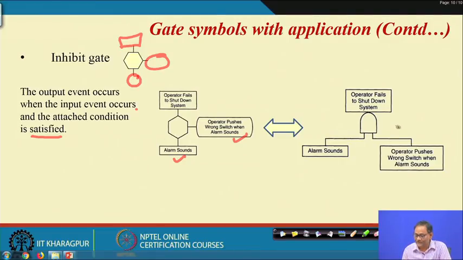Its equivalent is this: alarm sounds, operator pushes wrong switch when alarm sounds. So it is an AND gate, but a conditional one. That is why this inhibit gate is used. If this happens, then this will be AND, and ultimately the operator fails to shut down. So this is what an inhibit gate is.